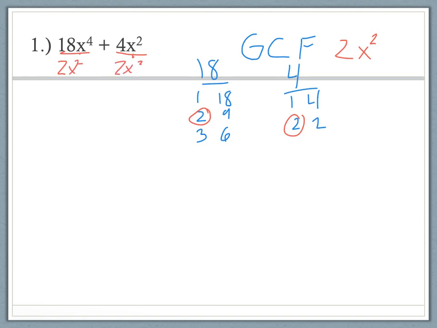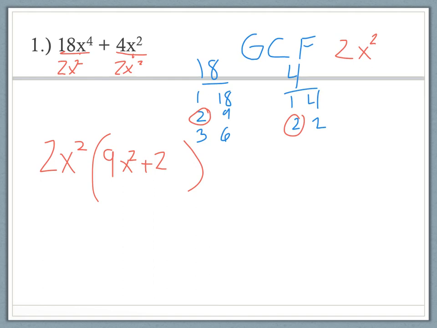Okay, and I'm going to factor that 2x squared on the outside. So I'm going to write that down first. Okay, don't forget to put it out front. Okay, now we're going to go ahead and write what we have left. So 18 divided by 2 is 9. I have x to the 4th, and I'm going to take away 2, so now I'm left with x squared. Okay, bring the sign down, so plus. Now 4 divided by 2 is 2. Okay, and then I had x squared, and I'm taking away x squared, so I don't have any more x's.